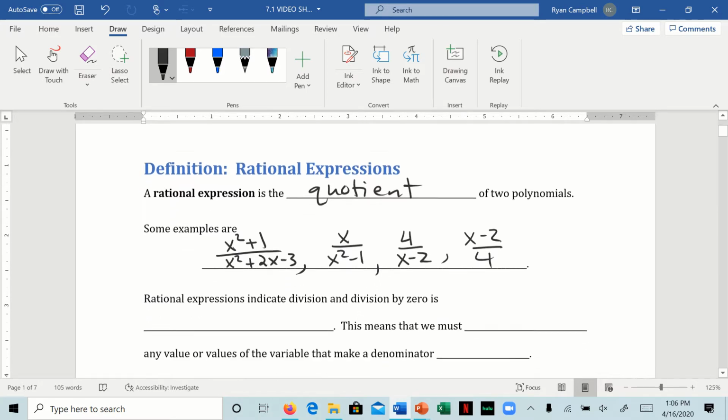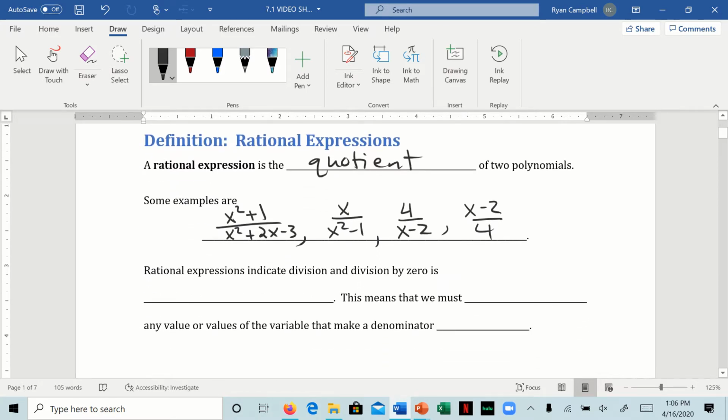Good. So when it comes to rational expressions, remember, you cannot divide by 0. Otherwise, it's called an undefined number. It's undefined if you divide by 0. So this means that we have to exclude all of the values that make the denominator equal to 0.